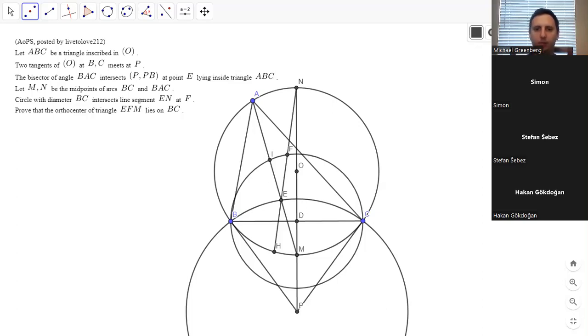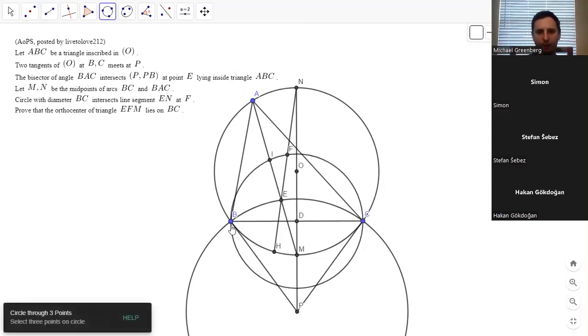BIC plus PEC is 180 plus A. So basically, we want to show IF is parallel to AN, right? But AN, I think this is just Reim's theorem because BANC is cyclic, and we want to show BIFC is cyclic. In other words, does that mean that IF is parallel to AN just from that?